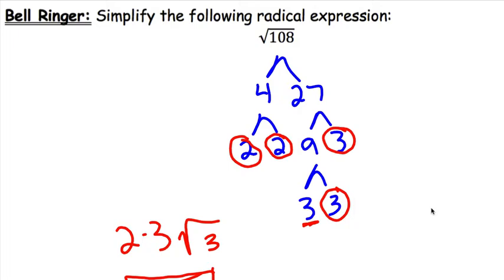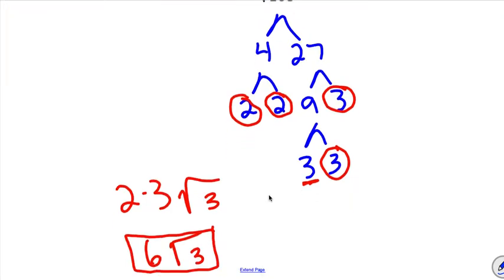And then this 3 did not have a pair, so that 3 stays underneath the square root. And the last thing we got to do is multiply these two numbers on the outside. 2 times 3 is 6. So that is your final answer there, 6 times the square root of 3.